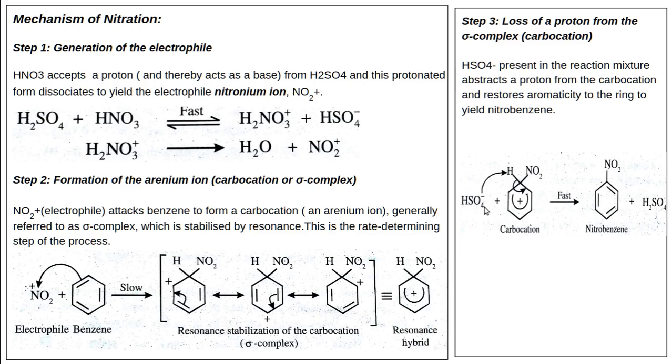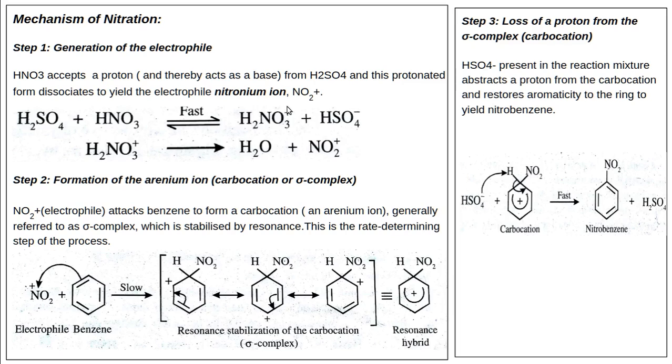and that will abstract a proton from the carbocation. That means HSO4 minus takes this proton, forming sulfuric acid, and this electron pair will shift to this bond and retains the aromaticity, and this nitro group will get attached on this carbon forming nitrobenzene. So this is the mechanism of nitration reaction.